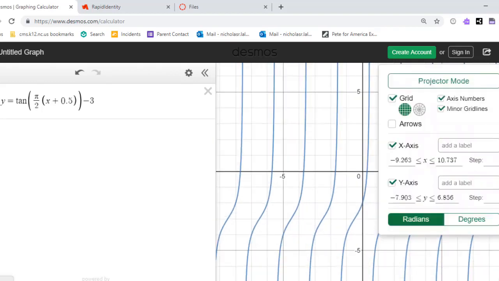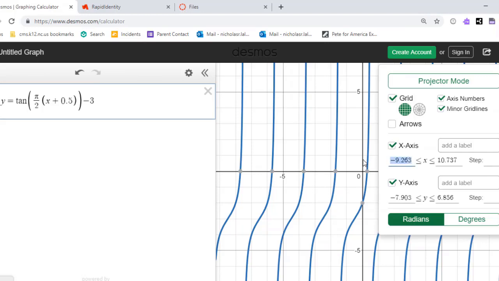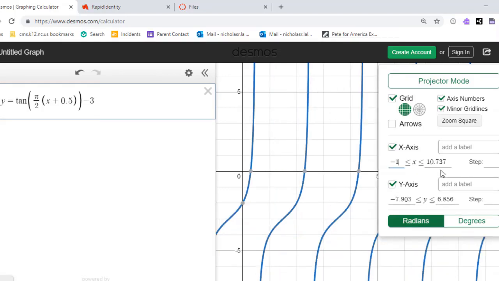If we want to actually see how it looks, we'll just restrict our x-axis. It goes like this. Let's do -1 to 6.28.